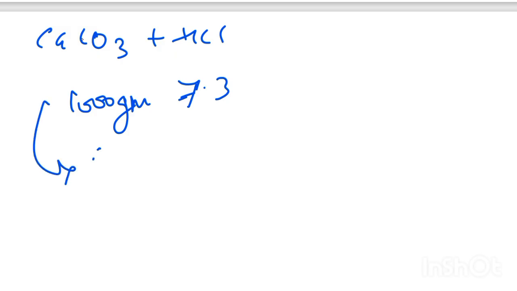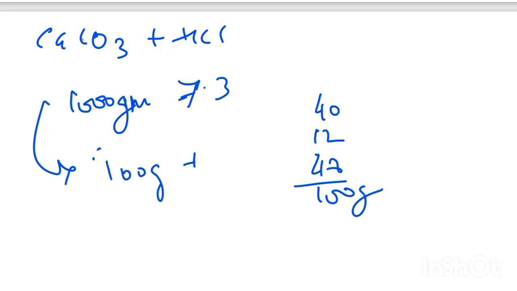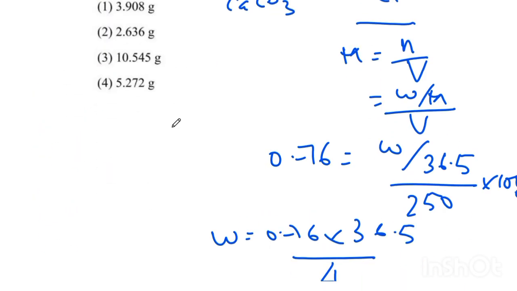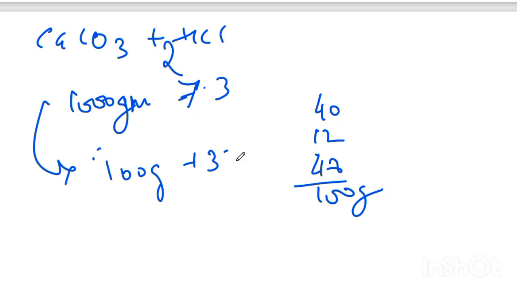Given mass of calcium carbonate is, calcium is 40, carbon is 12, oxygen is 16 into 3, that is 48, so 100 gram. So 100 gram calcium carbonate reacts with 2HCl. According to the question it was 2HCl. So calcium carbonate reacts with 36.5 into 2, that is 73 gram HCl.